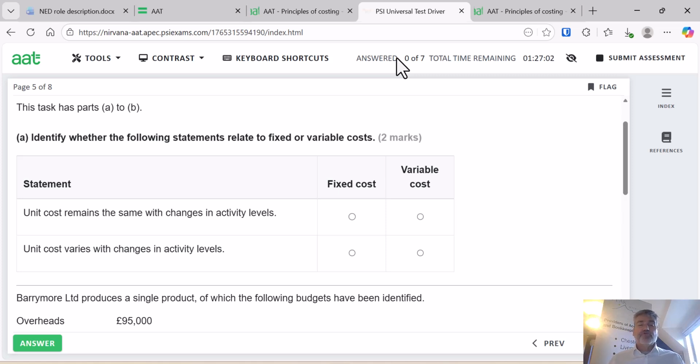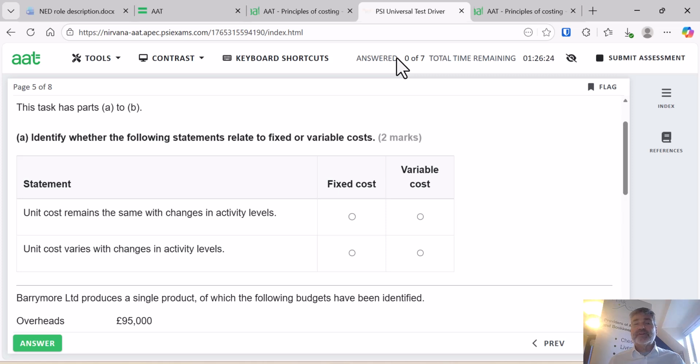Unit cost remains the same with changes in activity level. Well, that is the definition of a variable cost. Variable costs in total will increase as the volume of activity increases, and they'll reduce in total as the volume of activity comes down. But for every individual unit, the assumption that we take for costing purposes is that the unit variable cost remains the same.